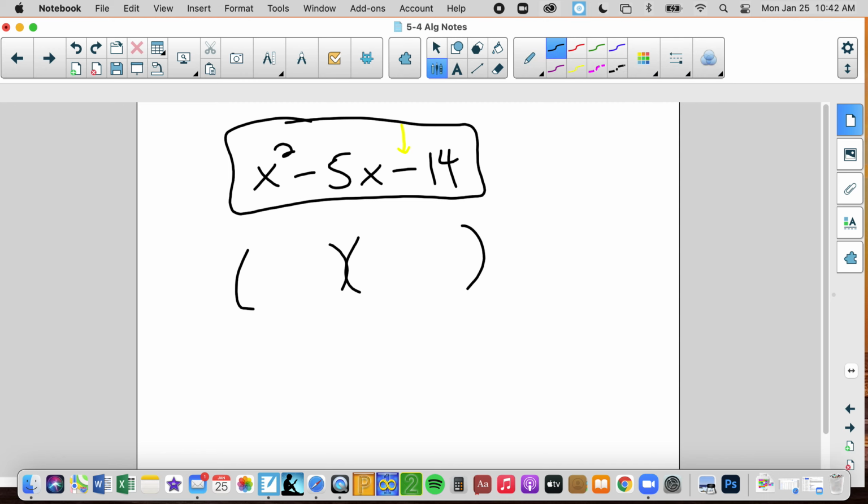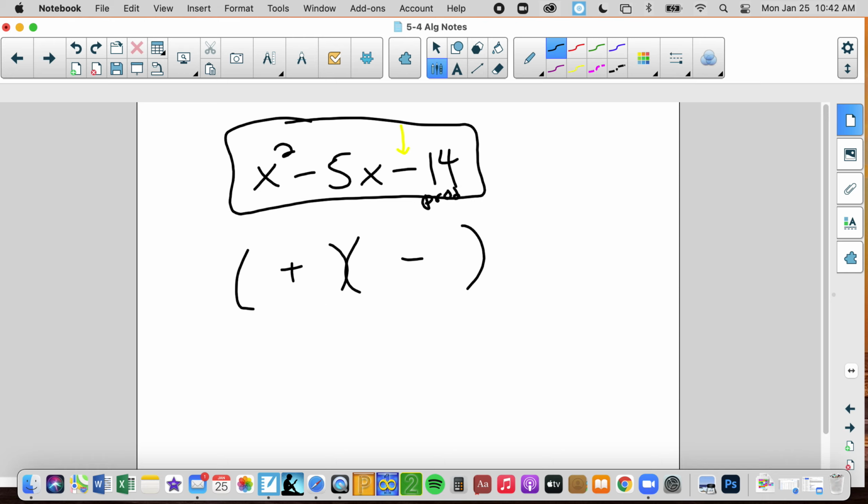If the third term is negative, what do we know about the signs inside here? We should know that the signs are going to be different. That's the only way, because this is a product. The only way you can get a negative through a product is if one is positive, one is negative. And what are the possibilities? What are the numbers that we can put in here that would produce a negative 14?